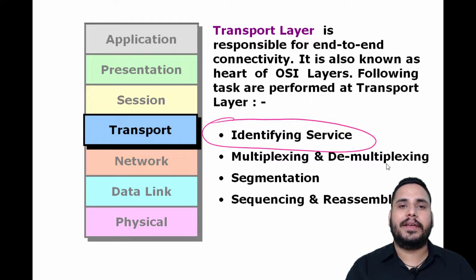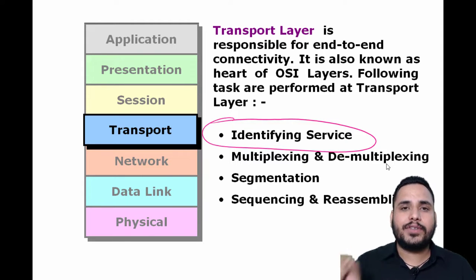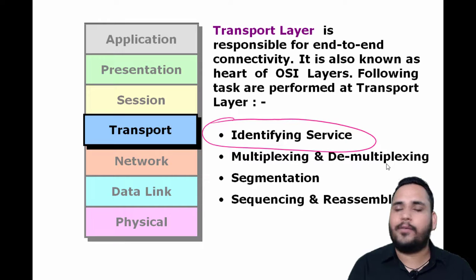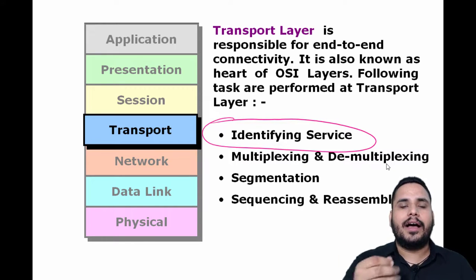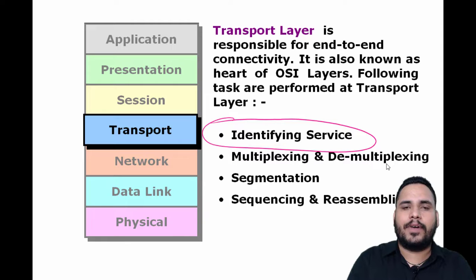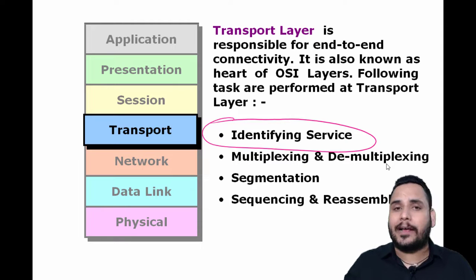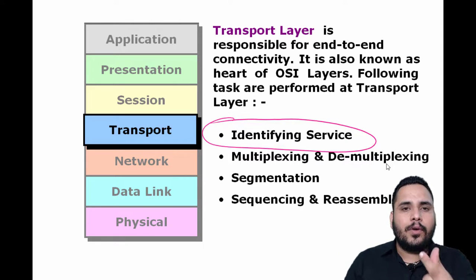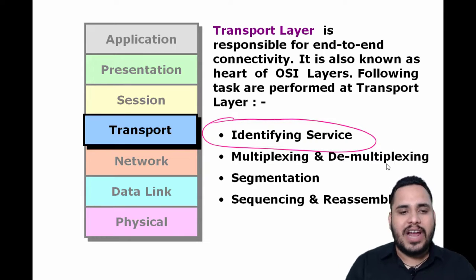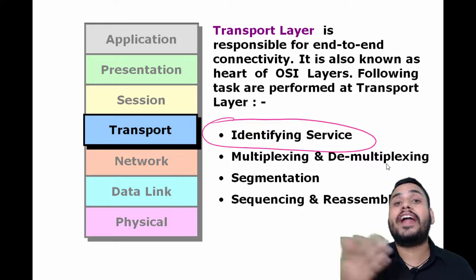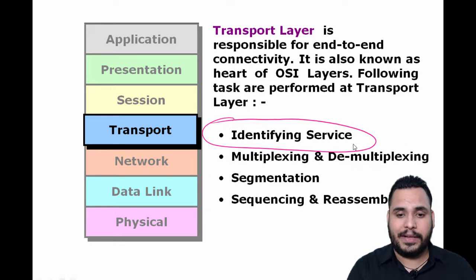Sequencing and reassembly. This layer is used for sequencing the data. For example, you send information to your friend: "Hello Jack, what are you doing?" But due to an internet problem, the message comes from your PC to Jack's PC as "Jack, what are you question mark doing?" That is not a proper sequence. So the transport layer is used to provide sequencing and reassembly.